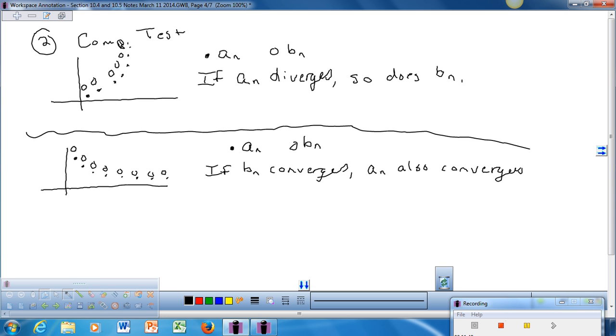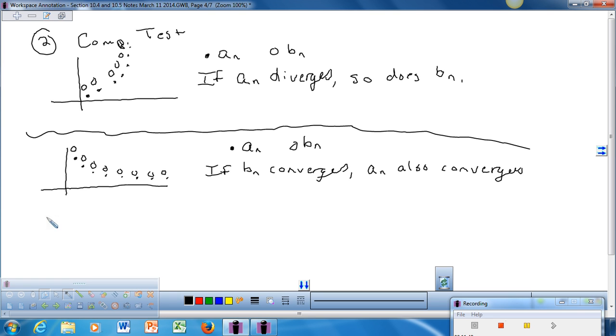Sam? So for the bottom one, if you had a sub n converges, on the second graph, you wouldn't be able to tell whether the other one does or not. That's correct. Yes. So now let me show you how this is useful.